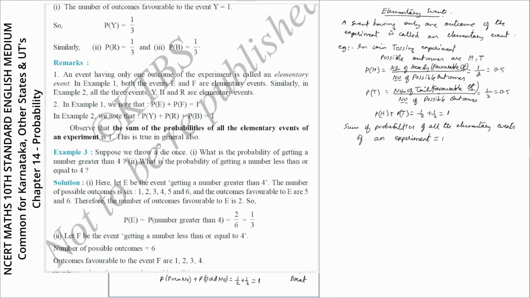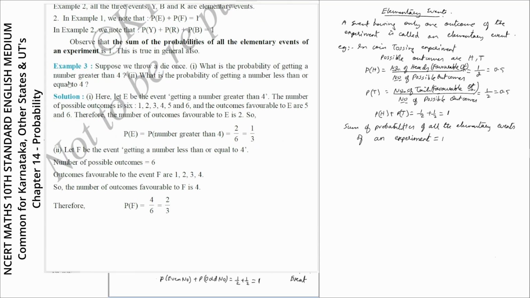And as I told you, an event having only one outcome of the experiment is called an elementary event. So in a coin tossing experiment, the event of getting head and the event of getting tail are elementary events, and when we add the probabilities of the elementary events, we get 1. The sum of probabilities of all the elementary events of an experiment is 1.